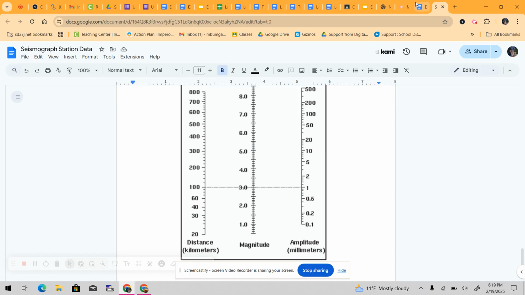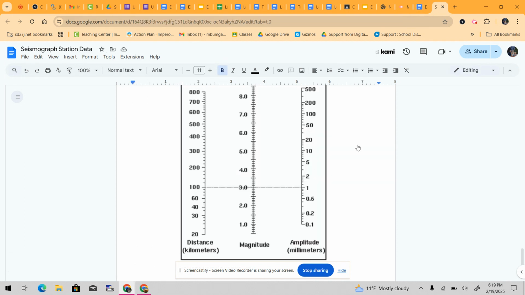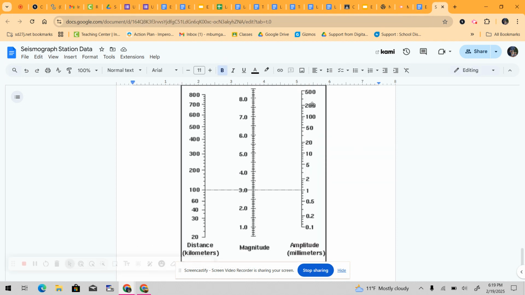Then we're going to plot our amplitude. So here we need to look at our amplitude, which was 290 millimeters. Okay. So if we look here, our amplitude on the right side is a little weird between 200 and 500. This tick mark here is actually 300, and then this tick mark here is 400, and then we have 500 at the top. So 290 is actually going to be just a hair beneath 300. So you can make a little tick mark there.